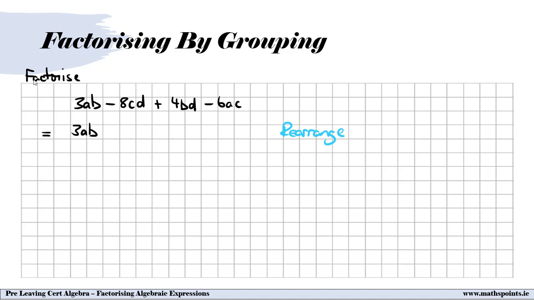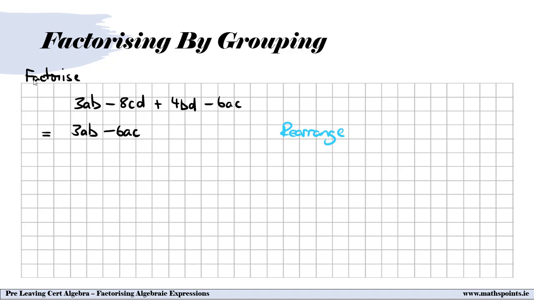The term that seems to most closely resemble 3ab is the minus 6ac. I can see that it will have a common factor of 3, but it will also have a common factor of the letter a. Now, the 4bd is obviously going to go with the 8cd because they have a common factor of 4 and they also have another common factor of d.